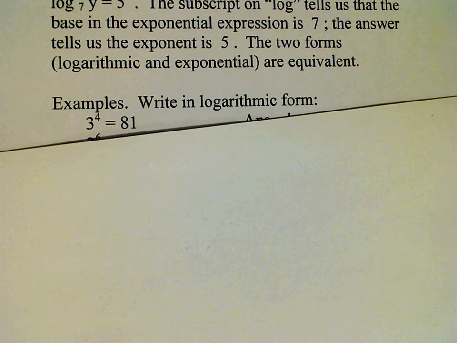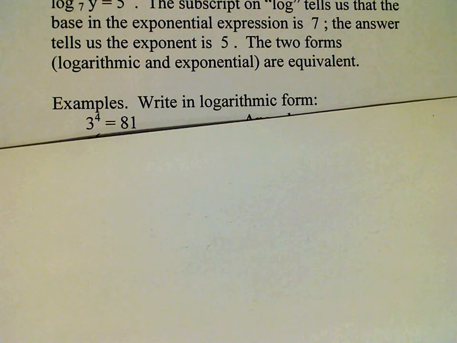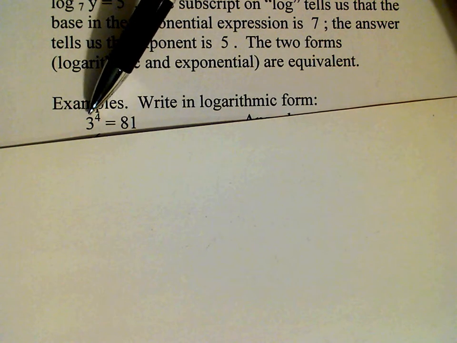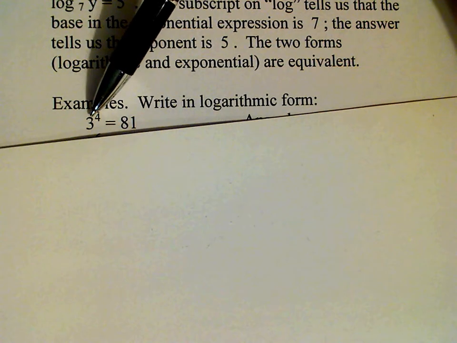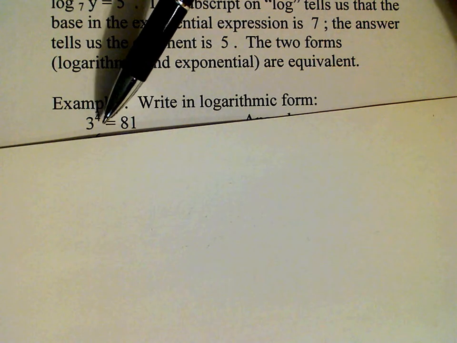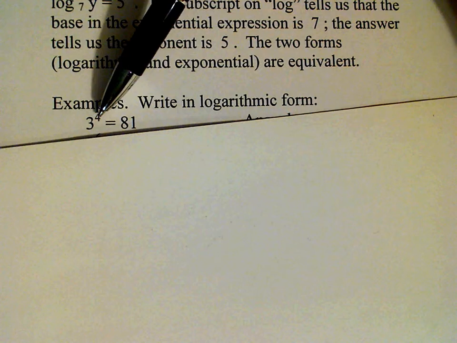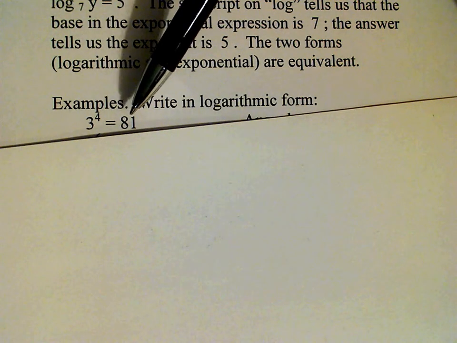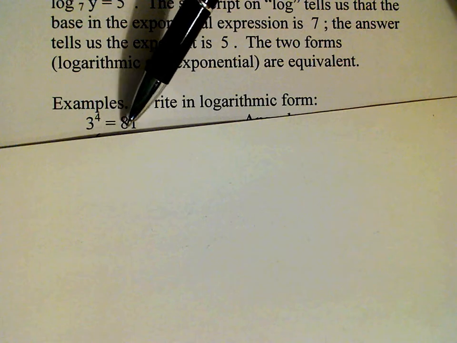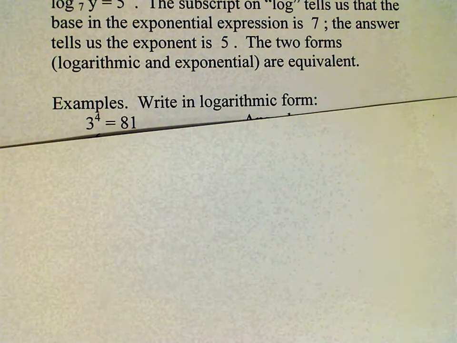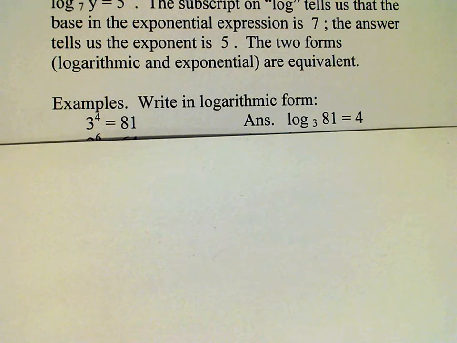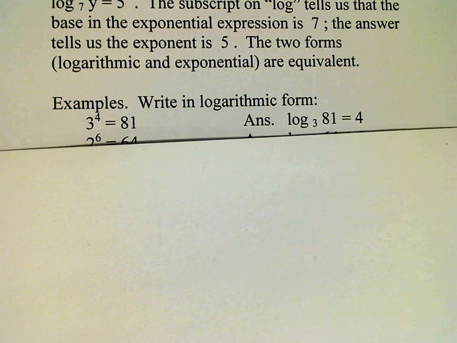3 to the 4th power equals 81. Okay, so we see that the base is 3, so we're going to write log and then subscript 3. On the other side of the equation, we're going to write equals 4. That's the exponent. And between the log 3 and the equal sign, we're going to write 81. So there it is. Log to the base 3 of 81 equals 4.